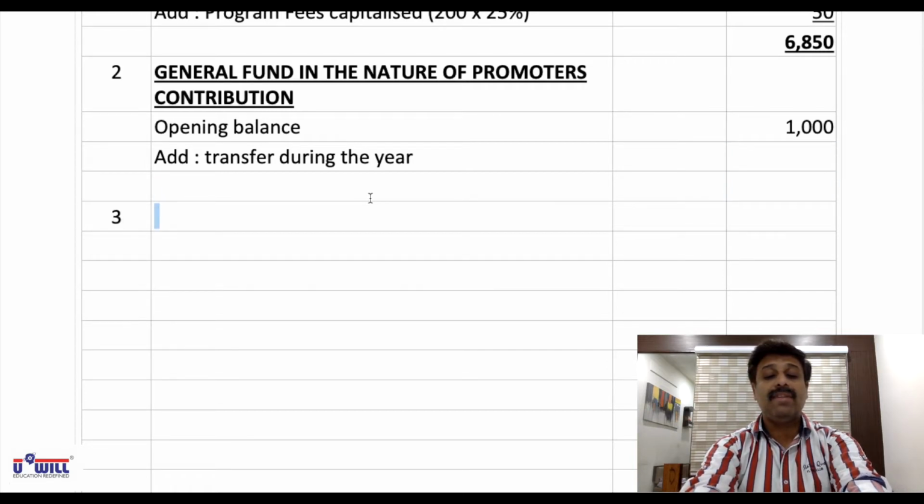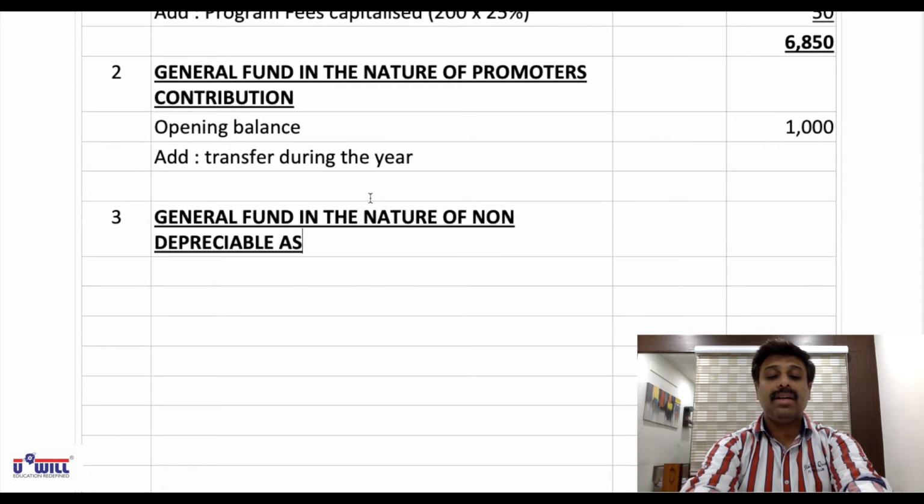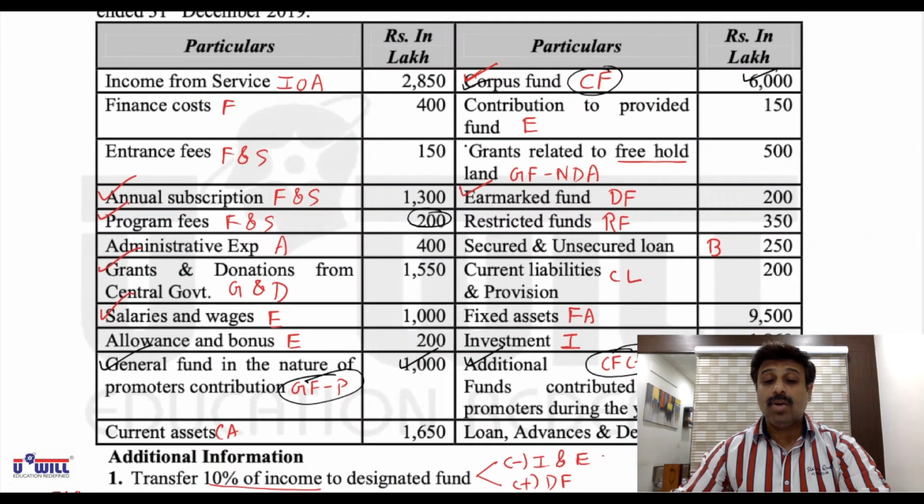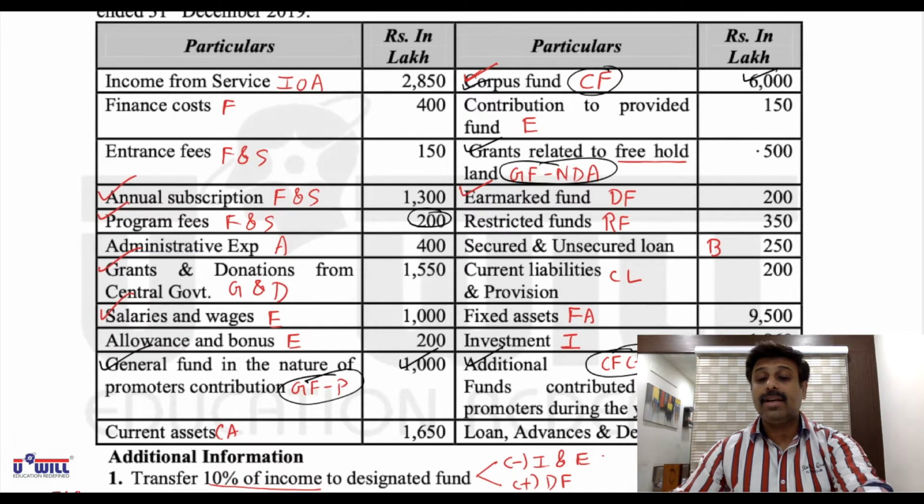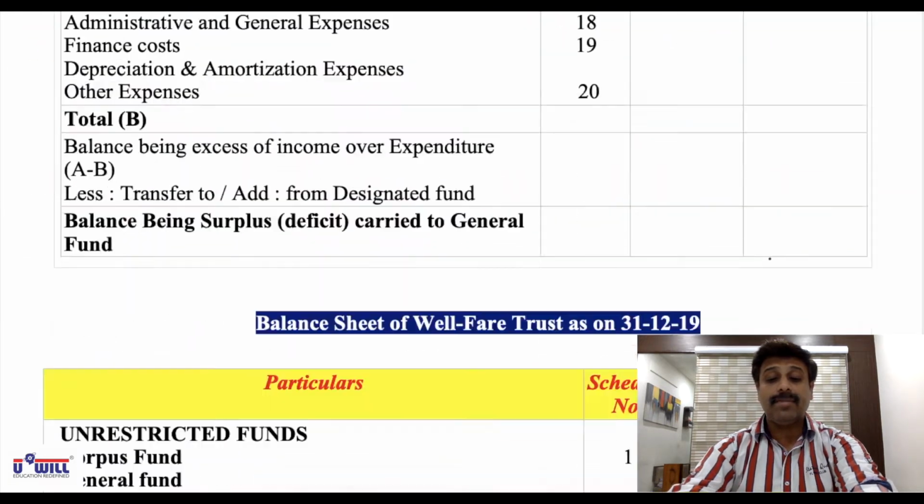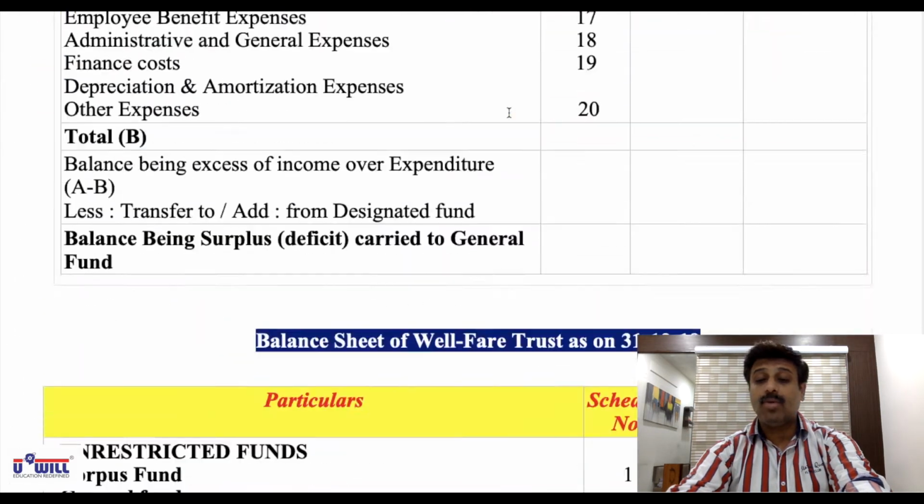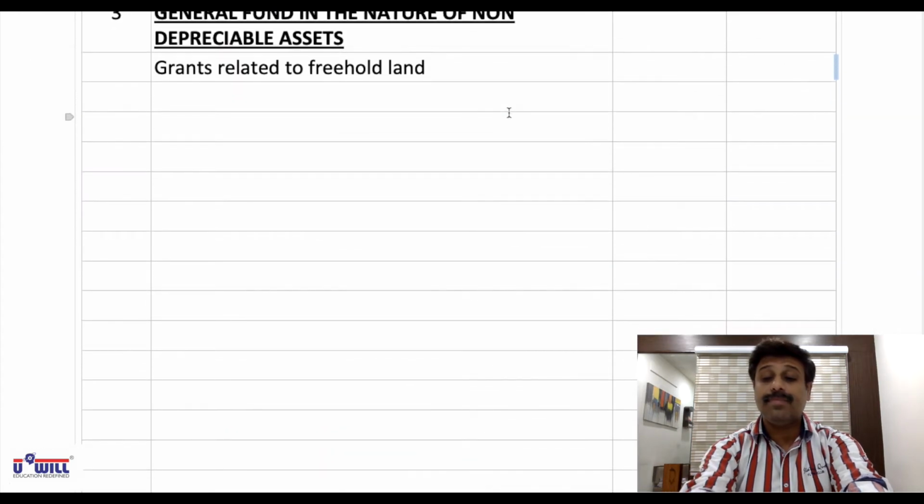Then third item what we will have is general fund in the nature of non-depreciable assets. Now here we will record GFNDA item. So GFNDA with this freehold land, we discussed grants related to freehold land 500. That will come over here. Okay, grants related to freehold land 500. Only one item is there, so that itself will become the total.